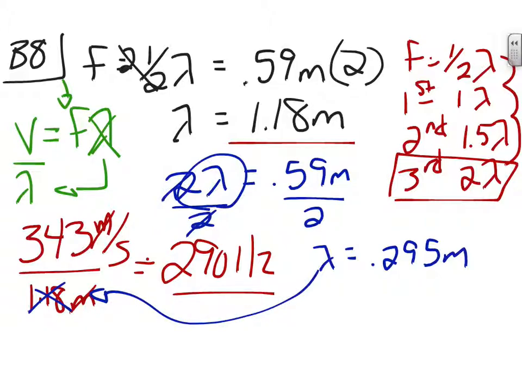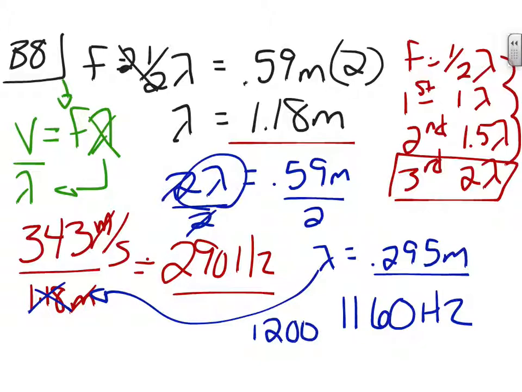So now this is the new lambda that we are going to stick down here in this equation. We're no longer going to use the other number, we're going to use the new number. So we're going to have 343 divided by 0.295, and that tells me that the new frequency is 1160 hertz. Or if we only use 2 sig figs, that would round off to 1200. And that's all there is to it. Pretty simple.